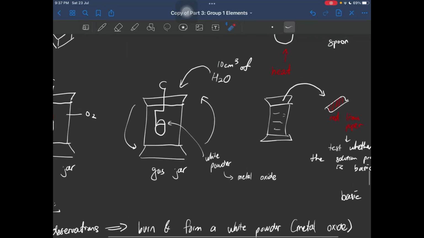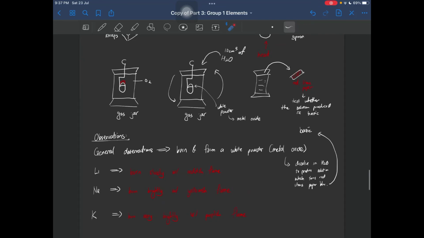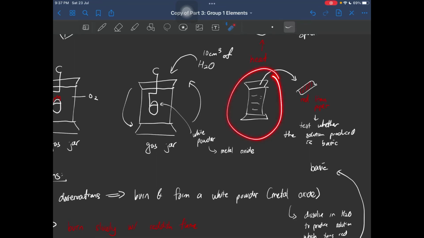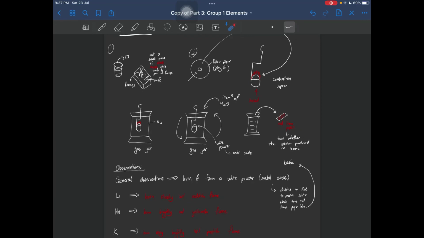Okay, and then after that, since when we add water, it will dissolve the metal oxide powder, and it will produce this solution. So this solution will turn red litmus paper blue, meaning that it is basic, and that is why it is called alkali metals, because they are alkaline.